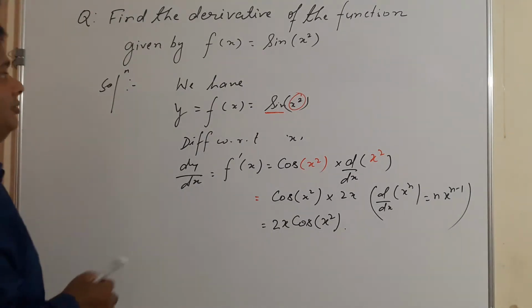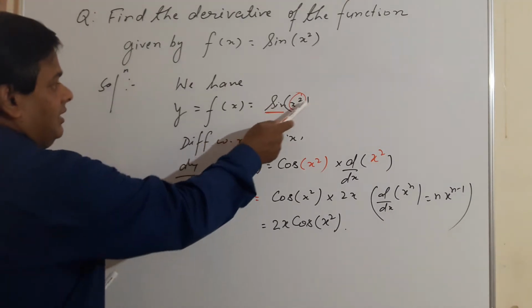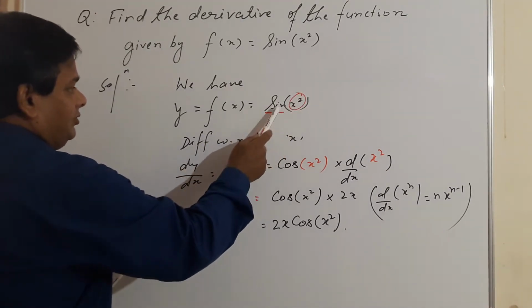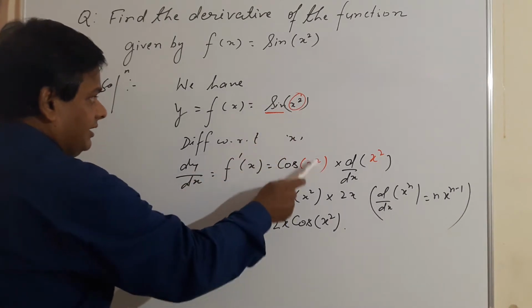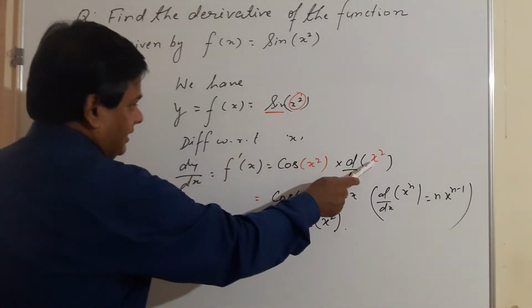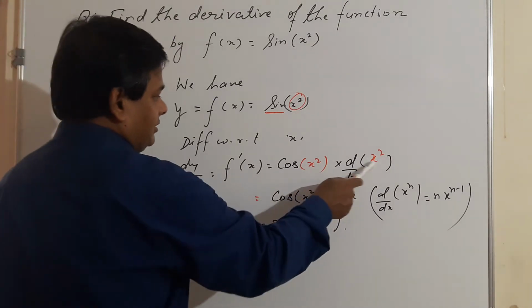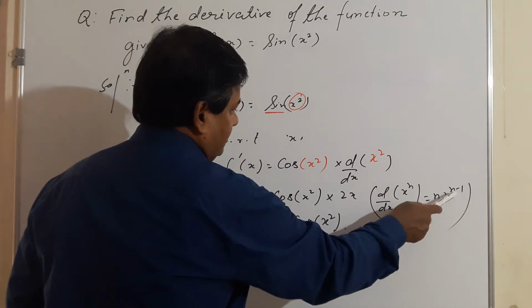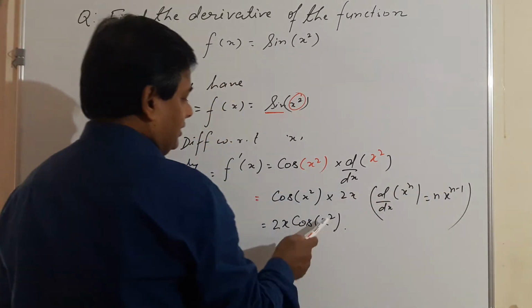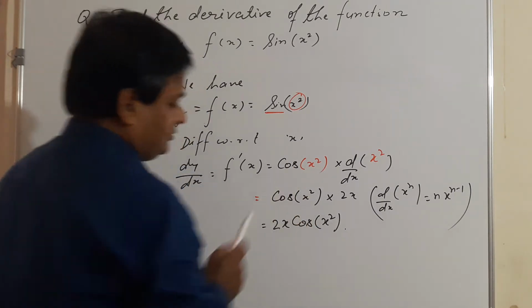So what you have to do? First of all, differentiate the sine function, and suppose this is z. So sin z, and the differentiation of sin z is cos z. Then after that, differentiation of z, which is x², so it becomes cos x². Differentiation of x², here n is 2, so 2x^(2-1), which becomes 2x. So we can write 2x cos x².